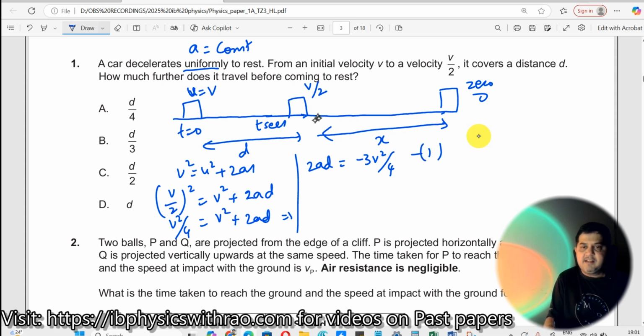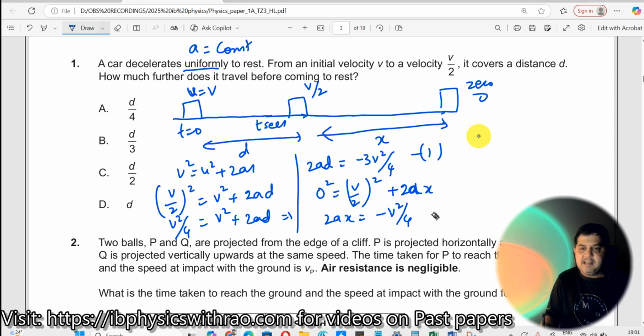Now I will apply the same equations of motion for this part also. What is the final velocity here? Once again, here it is 0. So 0 square is equal to, what is this velocity? This should be v by 2 the whole square, right? v by 2 the whole square plus 2a, and now this is not d, this is x over here, because I need to find the value of x. So therefore 2ax is equal to, this becomes v square by 4. When I push it to the other side, it becomes minus v square by 4.